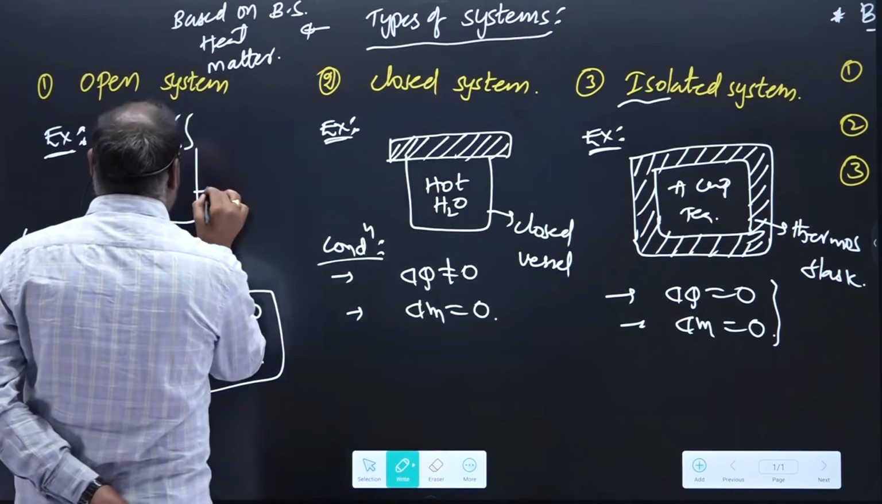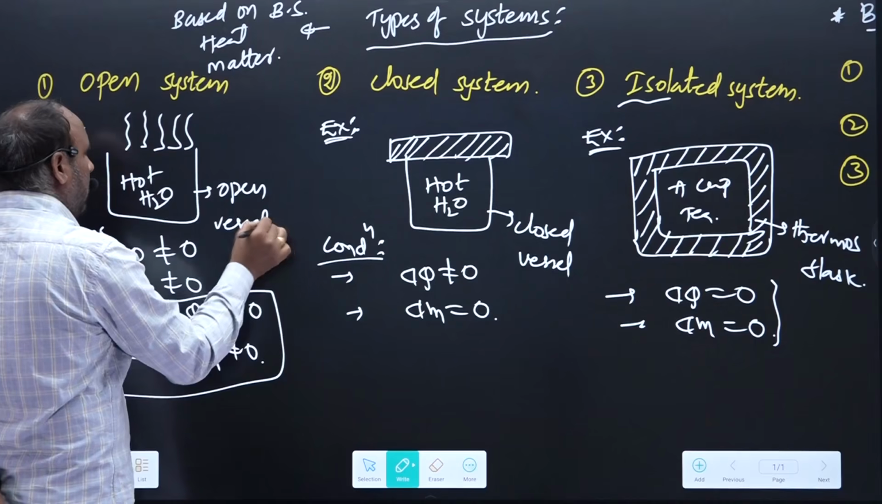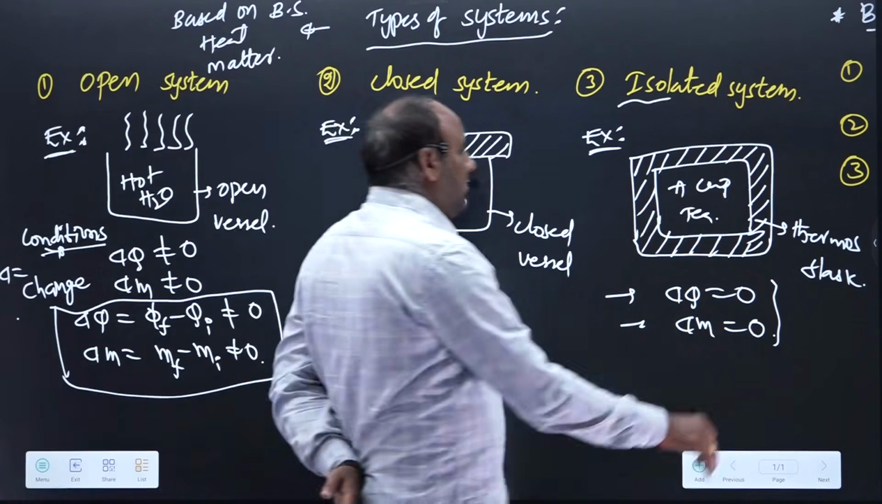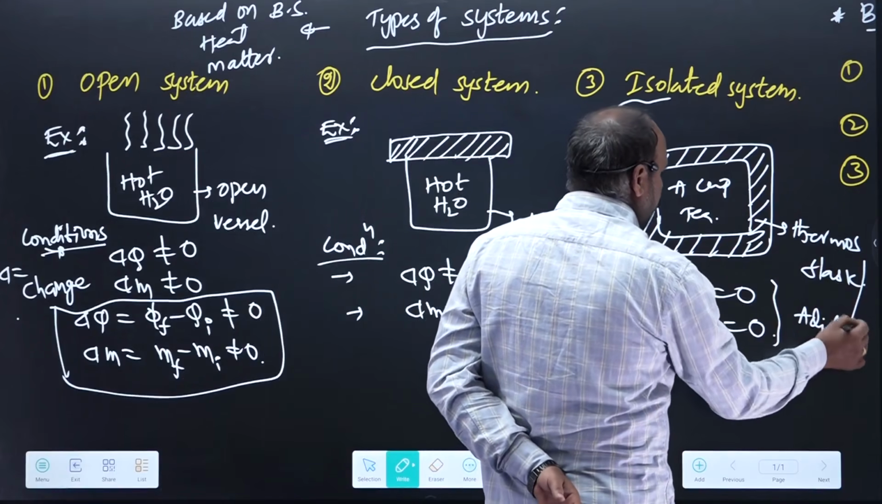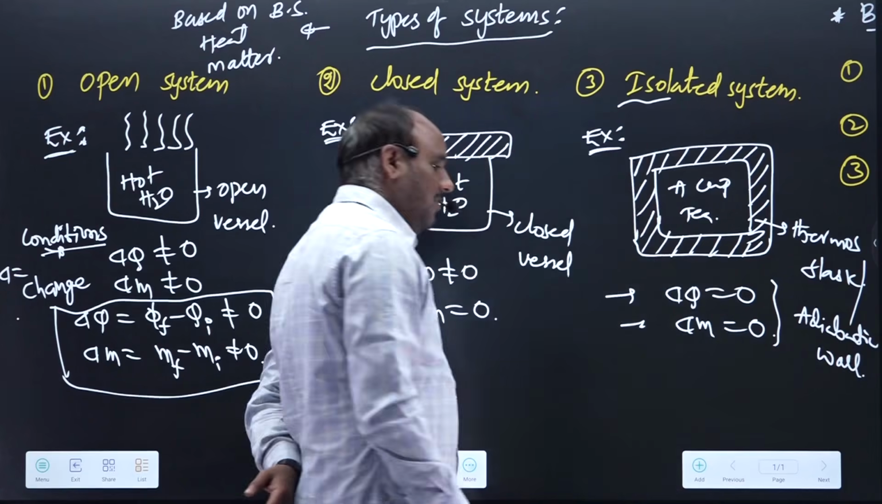Closed vessel. This is the open vessel. Closed vessel and thermos flask. Isolated, or else that wall will be adiabatic wall. In case of this thermos flask, even we have to write adiabatic wall. Where we have to utilize this adiabatic wall, adiabatic condition?